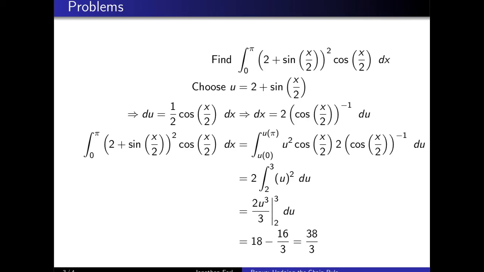So when we evaluate u at 0, we get 2 plus sine of 0, which is 2, and when we evaluate u at pi, we get 2 plus sine of pi over 2, which is going to be 3. So this tells us that our new integral is going to be 2 times the integral from 2 to 3 of u squared du. We do that quite easily. We get 2/3 u cubed evaluated at 2 and 3. And when we evaluate that, we get 18 minus 16 over 3, which is 38/3.